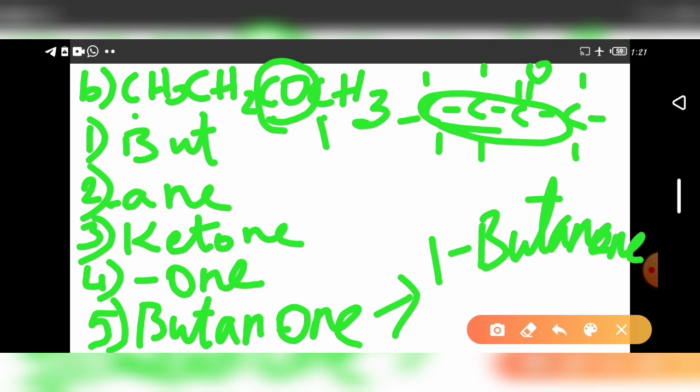First carbon contains the CO group. Suppose it will be here. See here, in this carbon, that is also the second carbon. This one is the second carbon, so it does not come. See here, from this side you have to calculate. So from this side you have to calculate. Okay.